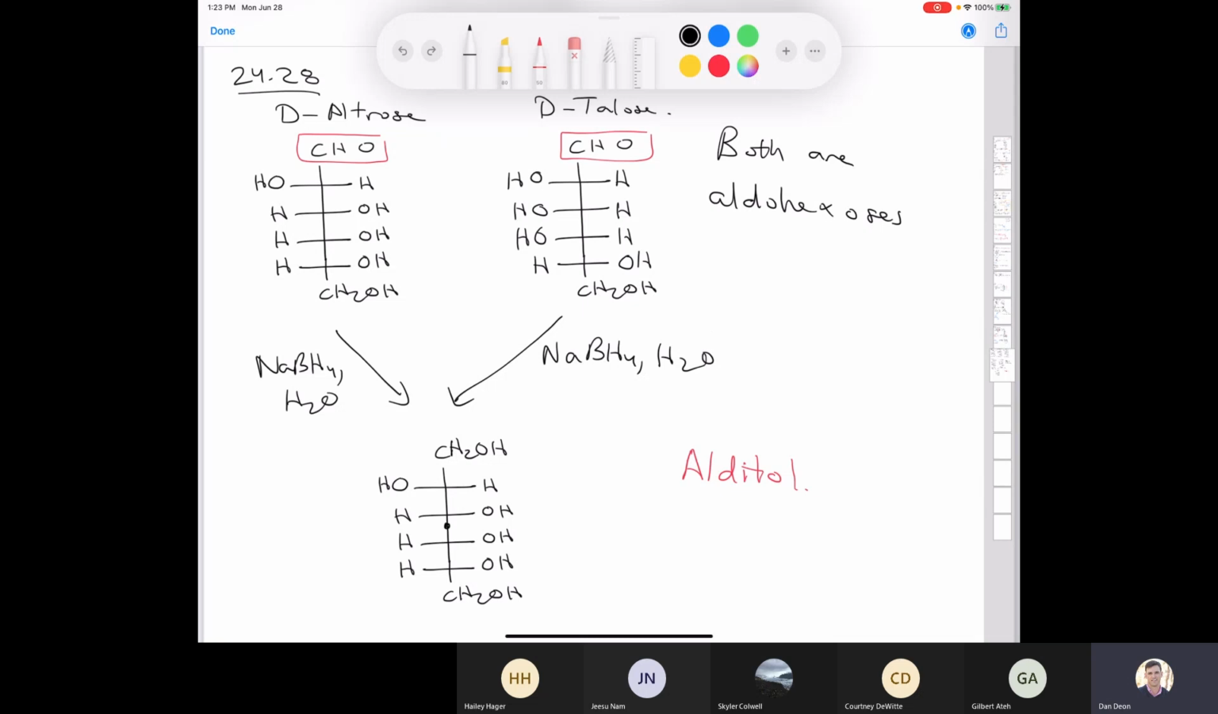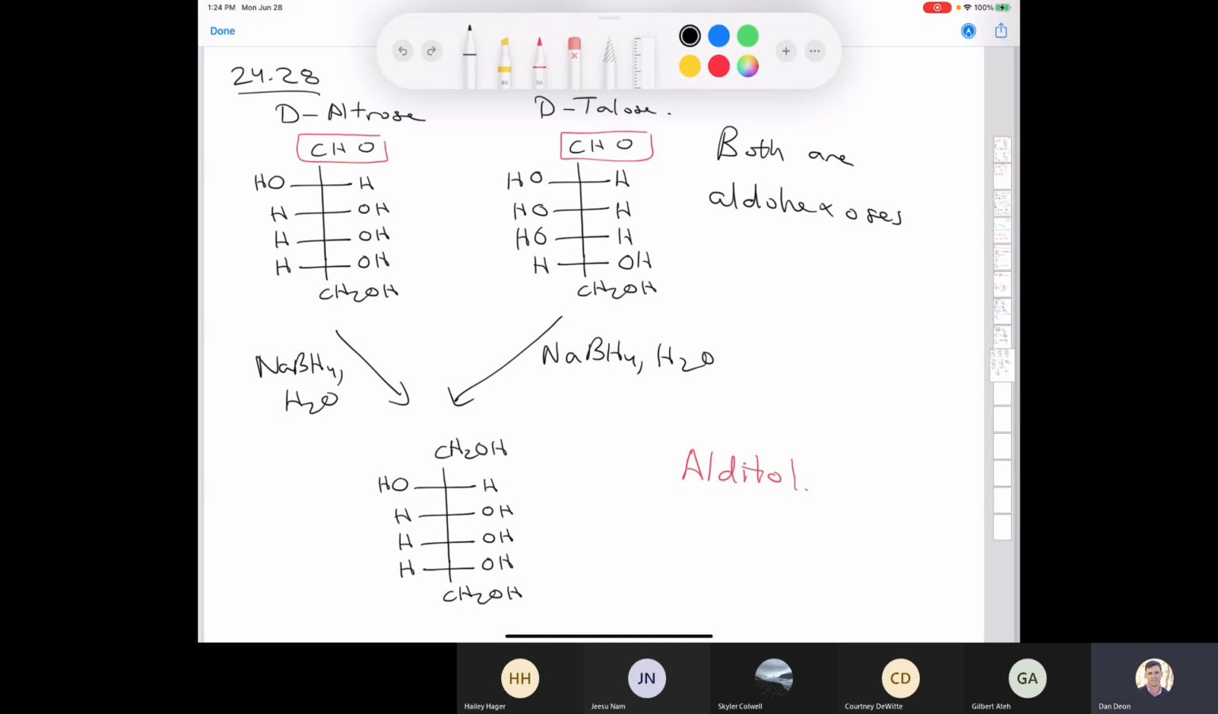Give me a thumbs up if you follow me on that one. That's just kind of looking at the molecule and realizing that you can spin it around like this, or you can spin it around like this, but you can't flip it like a pancake, because these bonds that are horizontal are coming towards you. Thanks, Courtney. And the ones that are vertical are going behind the page. Okay, cool.